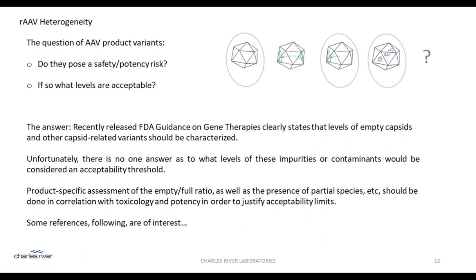Instead, product-specific assessment of the empty-full ratio for these specific products, as well as the presence of partial species, etc., should be done in correlation with toxicology and potency data obtained on the same sample type in order to justify any specific acceptability limits for a specific product line. While our focus in the biophysical group at Charles River is the validity of the AUC assay itself, we understand the importance of doing this work with some sense of where it all fits into the overall regulatory approval picture. And so I've included a few references here towards that end.